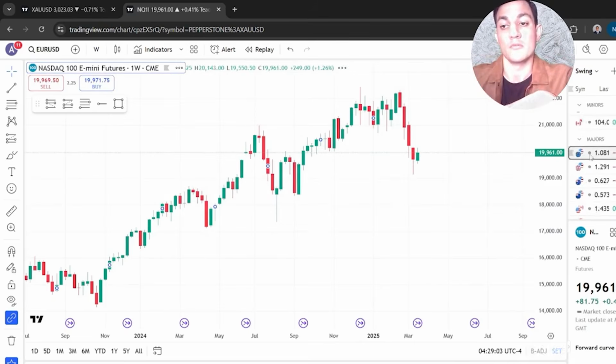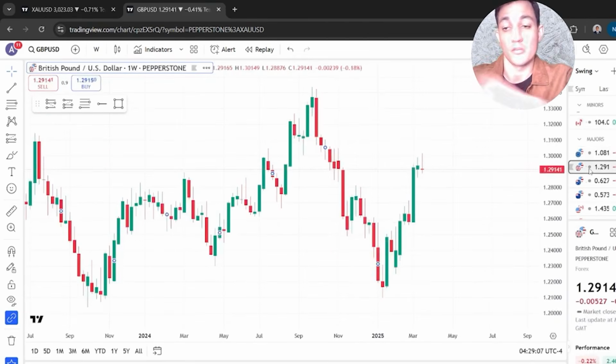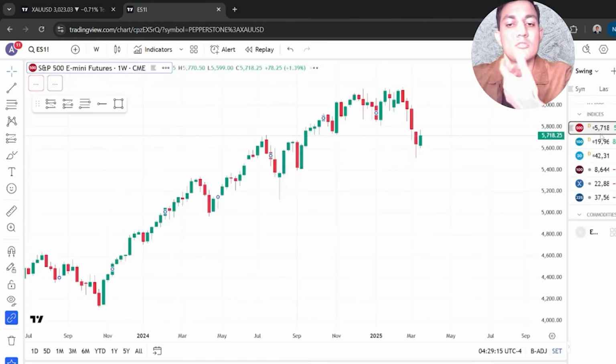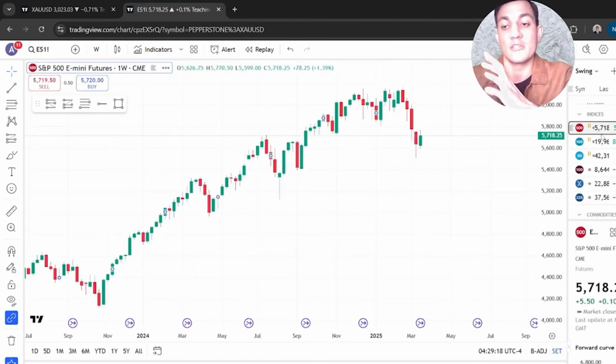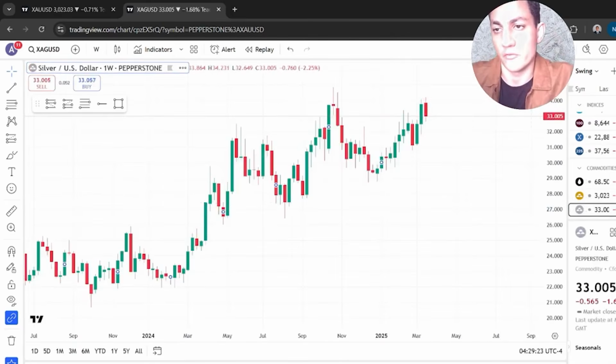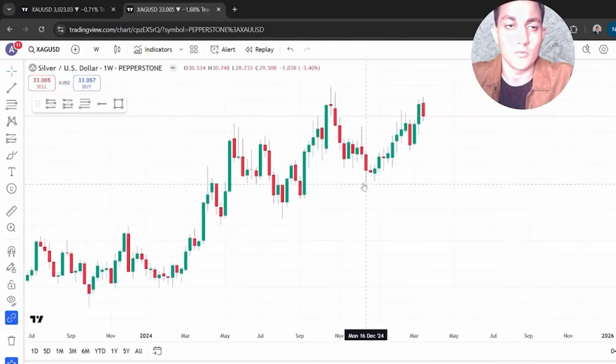You can also do it on Euro and GBP USD, right? You can do the exact same thing, but the markets have to be very, very similar. You can't do CAD JPY and the S&P 500, right? You can't use it on that because they're not related in any way, shape or form. But for gold, its sister pair is silver. And I want to show you why silver is not the best trade. So it's still bullish overall, but let's just talk about it.